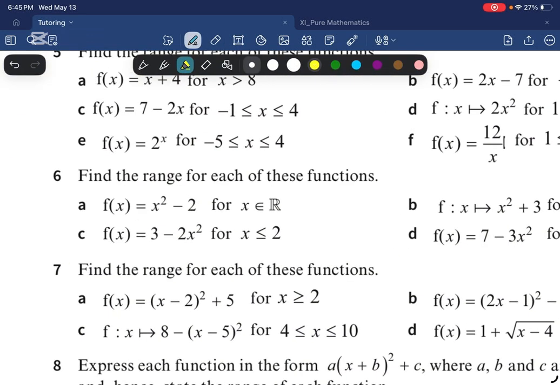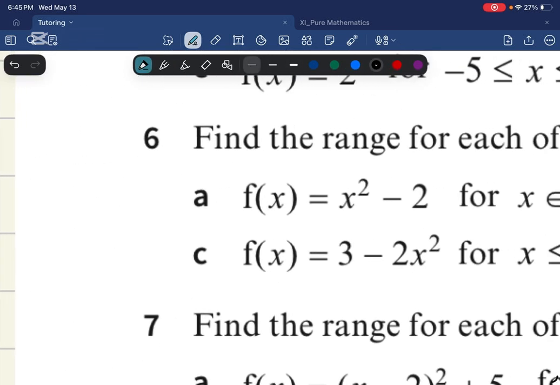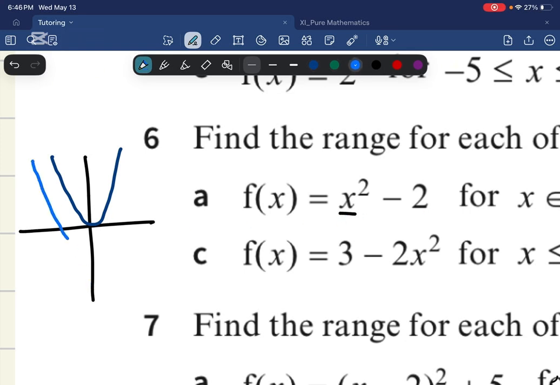Question 6 is the same question. Find the range for each of these functions. So you want to draw your functions out. That is the best way to do it. For f of x equals x squared, if you only had x squared, your graph looks something like this. You have x squared minus 2. It shifts 2 units down. So your graph looks something like this.